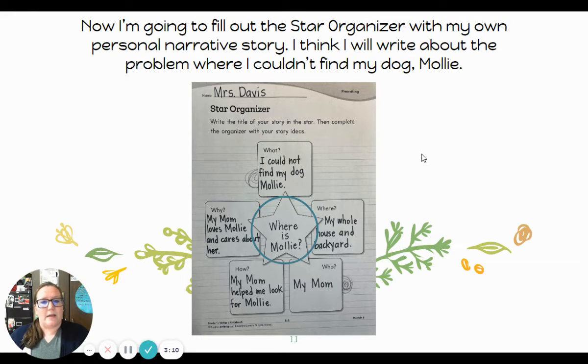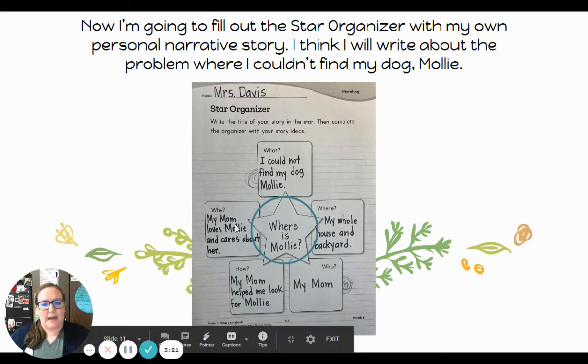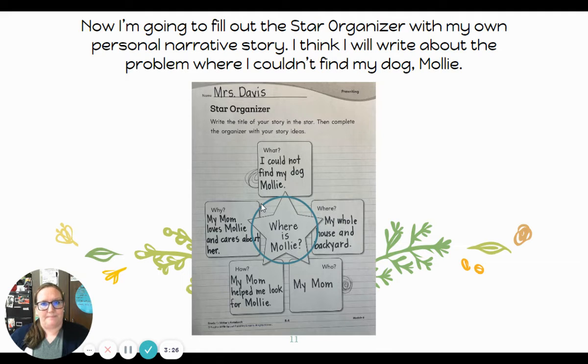And I'm going to fill out another star organizer, but this time about my own personal narrative story. So here in the middle, in the star, I'm coming up with a title for my story. I'm going to call it, Where is Molly? I bet that'll draw my reader in. Next, what is the problem in my story? I could not find my dog Molly. Where's the setting of my story? My whole house and backyard. All the places I looked for her.